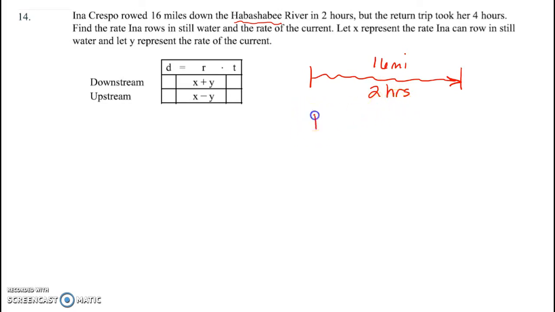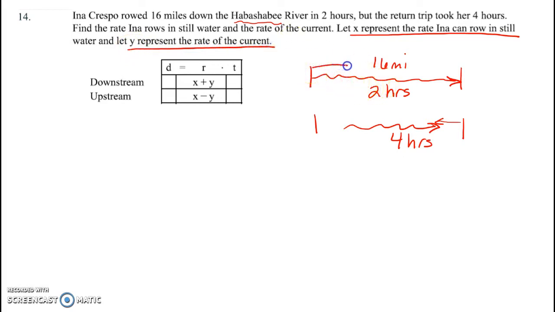But it says on the return trip, and she's going back this way, the current is still flowing that way. It took her 4 hours. Find the rate that Ina rows in still water and the rate of the current. Let X represent the rate Ina can row in still water. They're already defining our variables for us. And let Y represent the rate of the current.